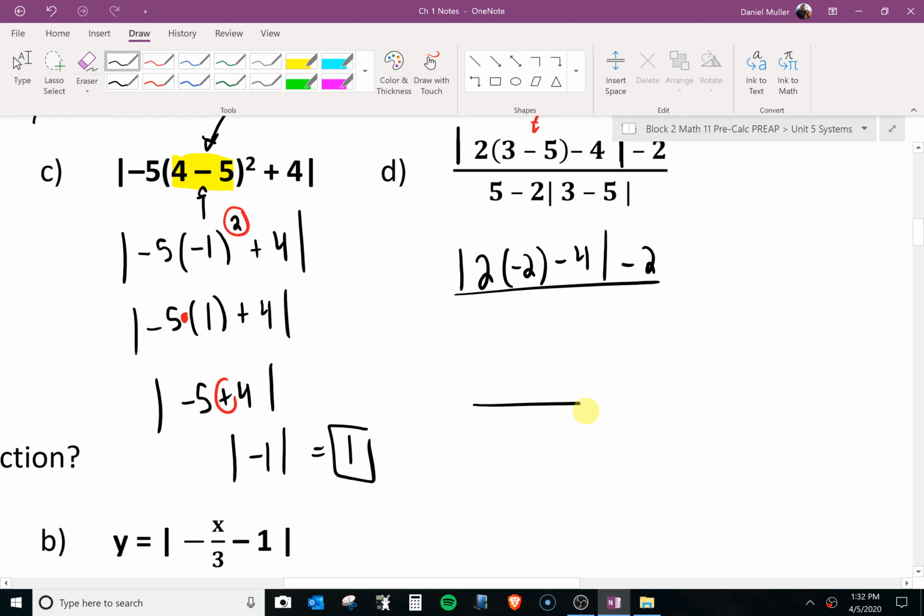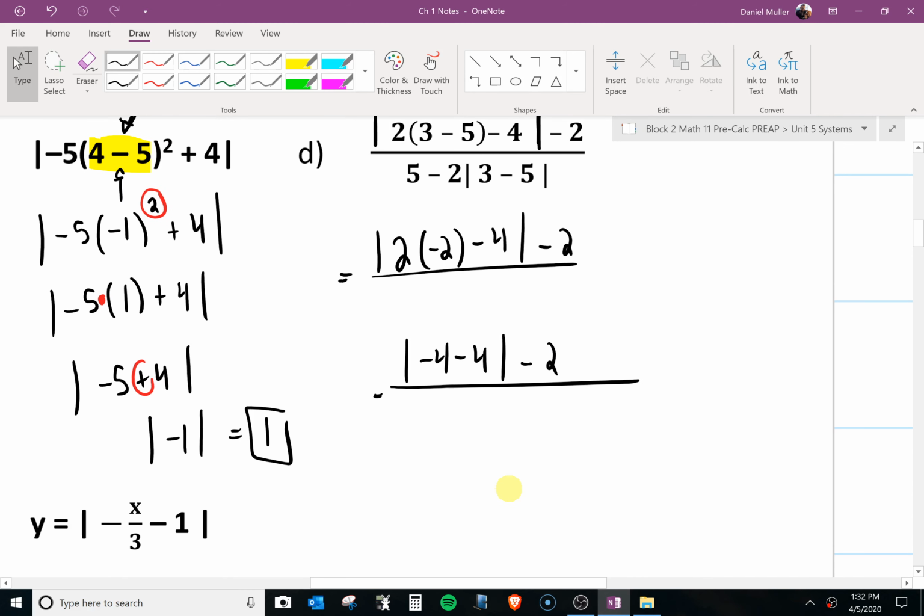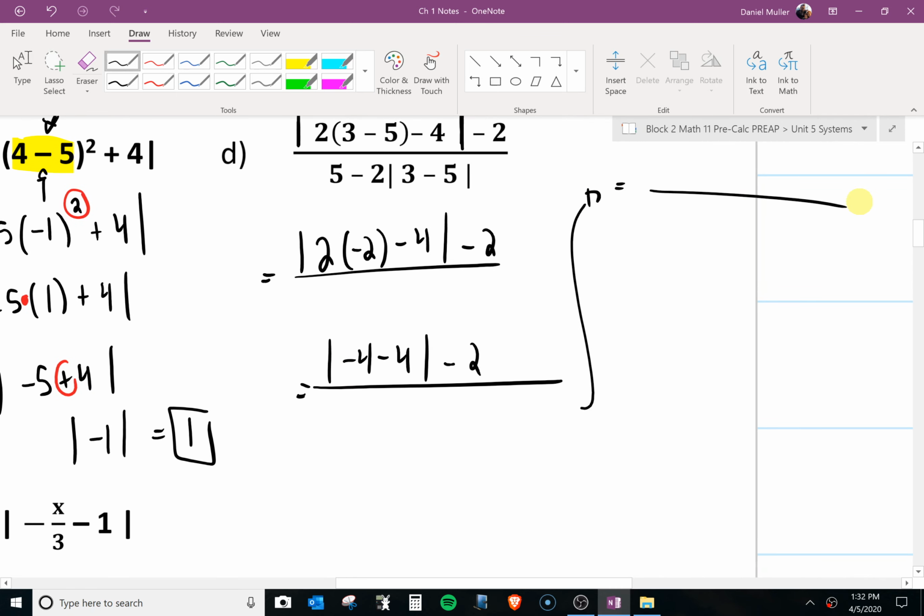Then, in here, we have 2 times negative 2, which is negative 4. Minus 4, minus 2. Negative 4 and negative 4 is going to be negative 8. So the absolute value of negative 8 minus 2. Now the absolute value of negative 8, we can actually do that. That's going to be 8 minus 2. And 8 minus 2 is 6.